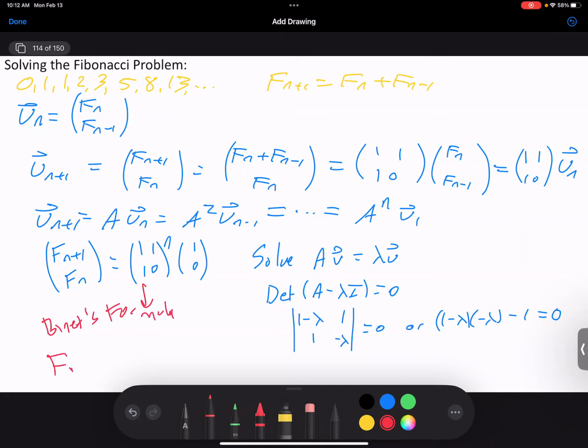You'll get F_n is 1 over root 5, (1 plus root 5 over 2) to the n, minus 1 over root 5, (1 minus root 5 over 2) to the n. What I love about this is, what can you tell me about the Fibonacci numbers when you see that sequence? What word would you use to describe those numbers?